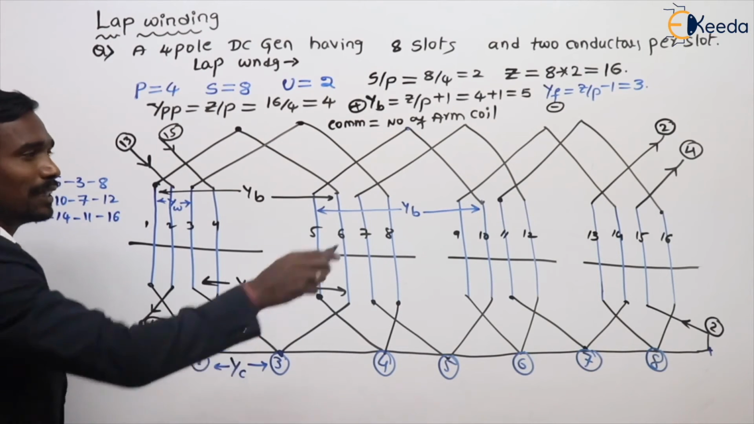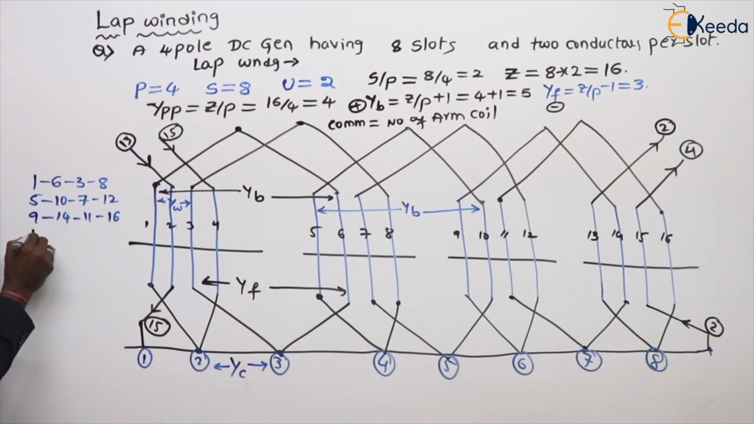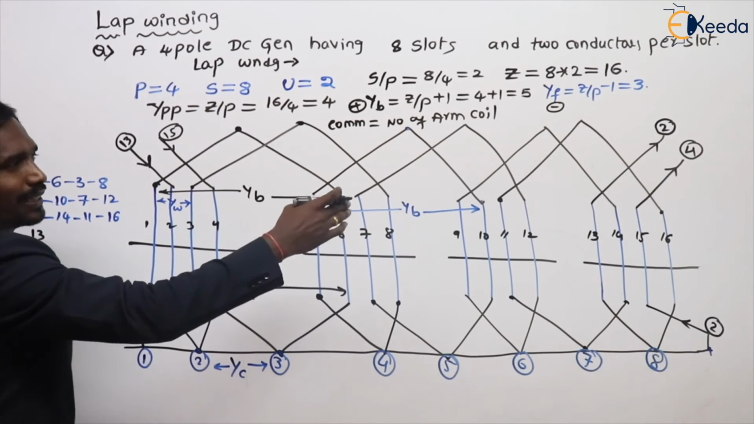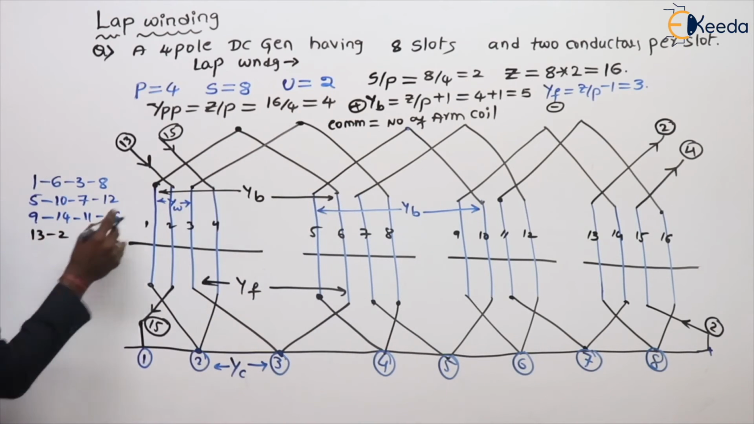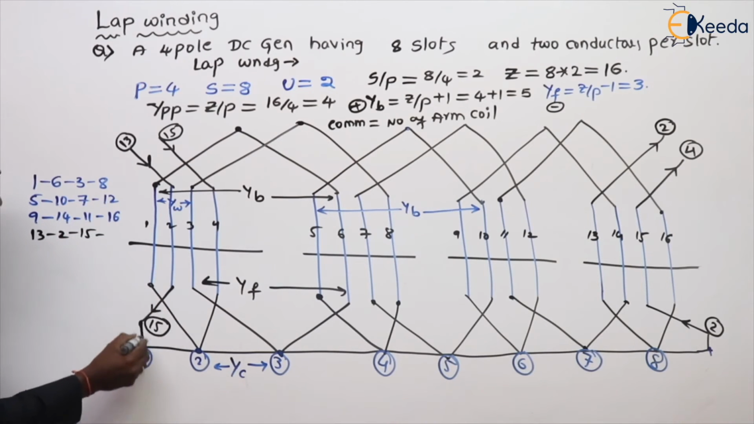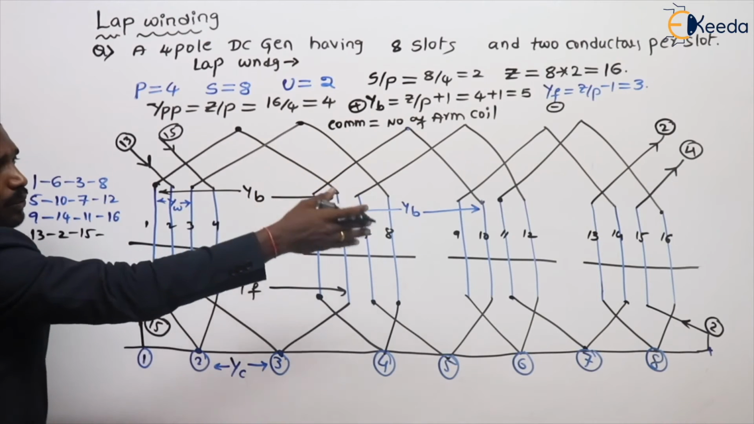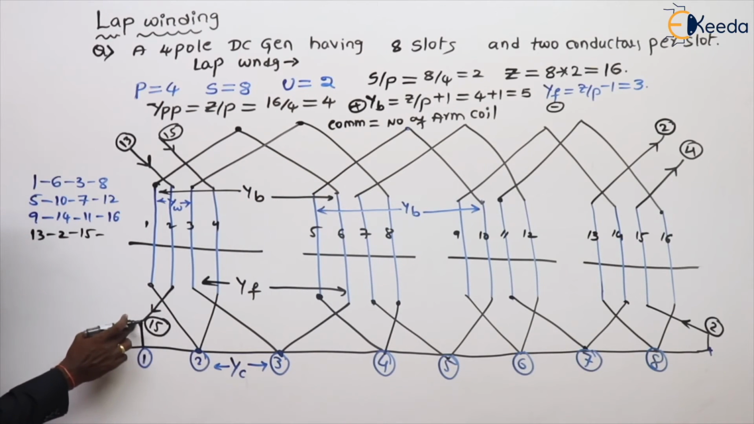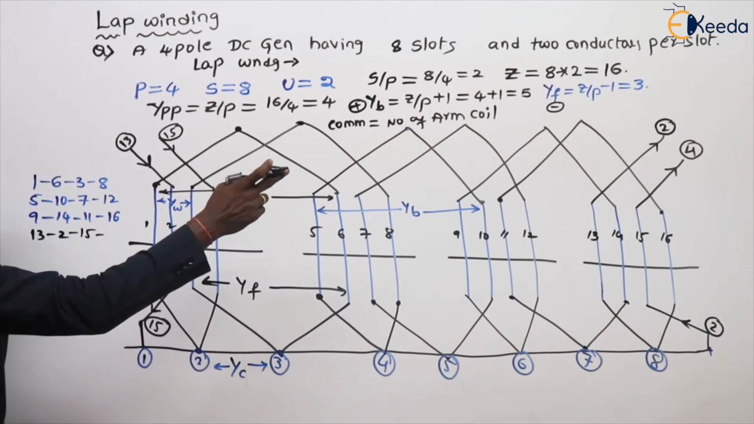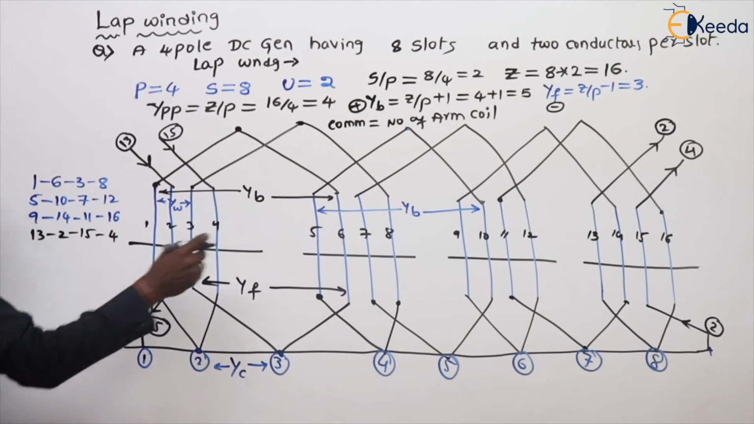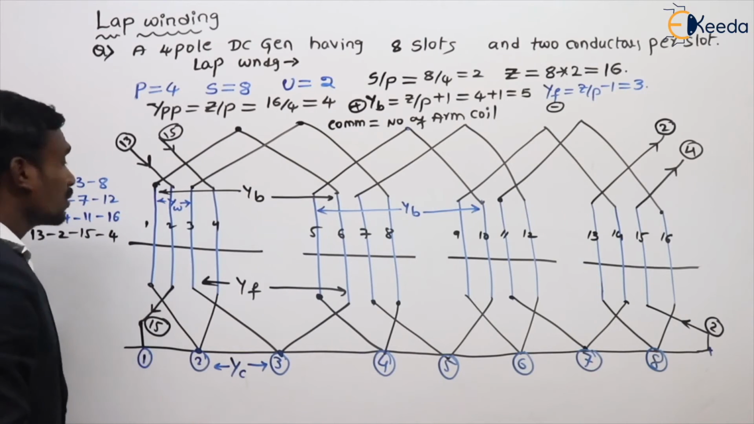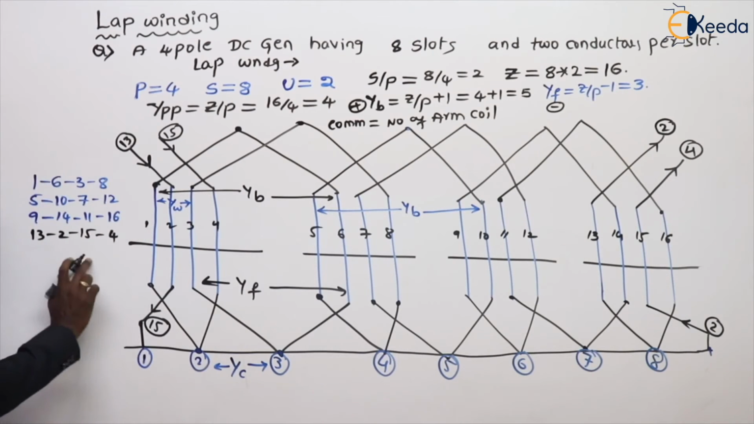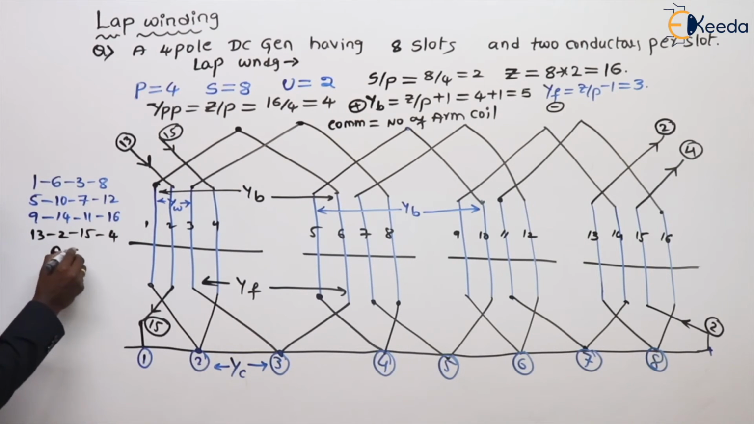And what is the next parallel path after 16? 13, 2 and 15. After 15 it is connected to the 4. 15 to the 4. So these are the 4 parallel paths. So the number of parallel paths is equal to 4.